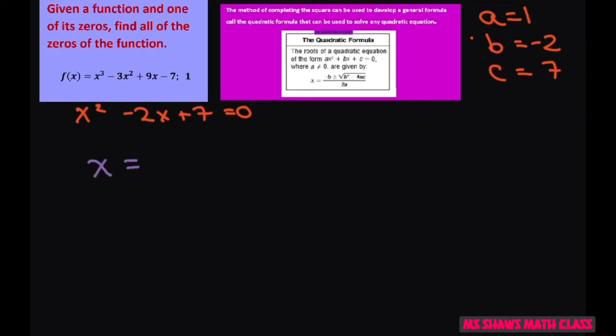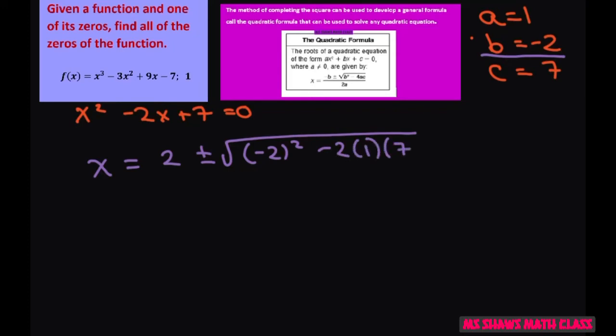So we have x squared minus 2x plus 7, and we want to set this to 0. So for the quadratic formula, my a would equal 1, my b equals negative 2, and my c equals 7. So we're going to have x equals negative b, so that's going to be positive 2, plus or minus the square root of negative 2 squared minus 4ac, all divided by 2 times 1, which is 2.